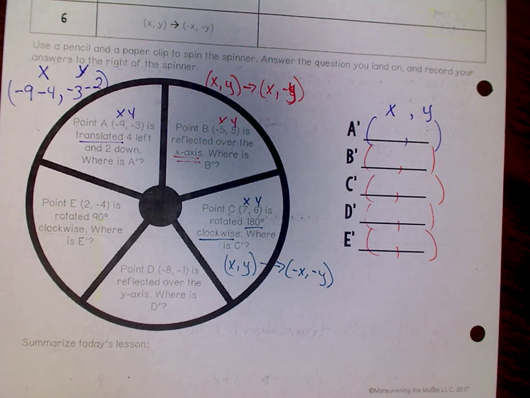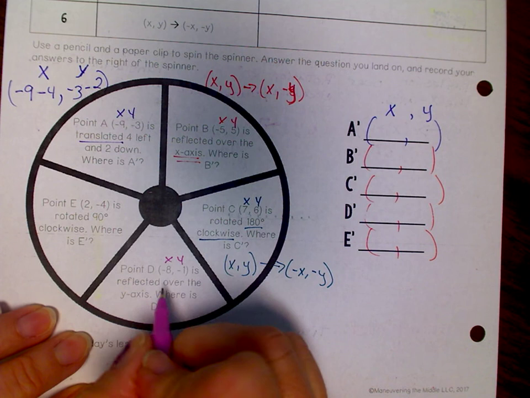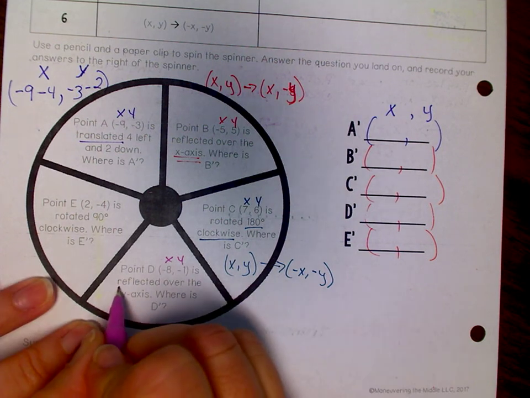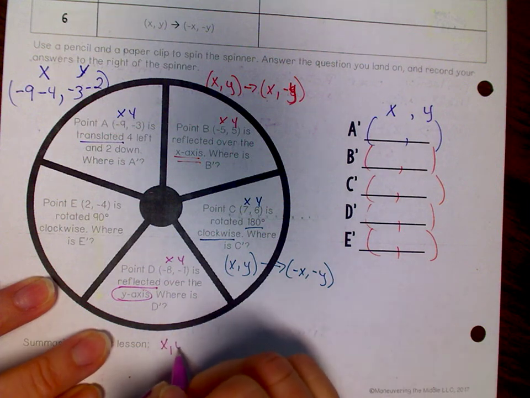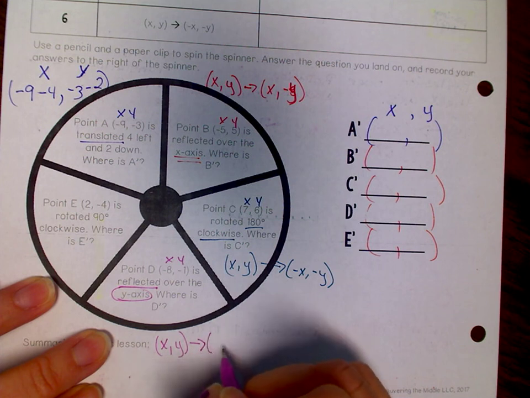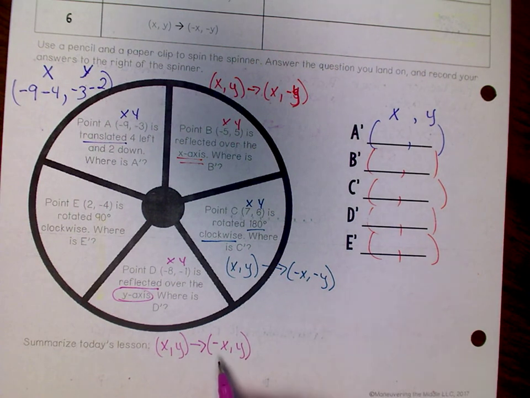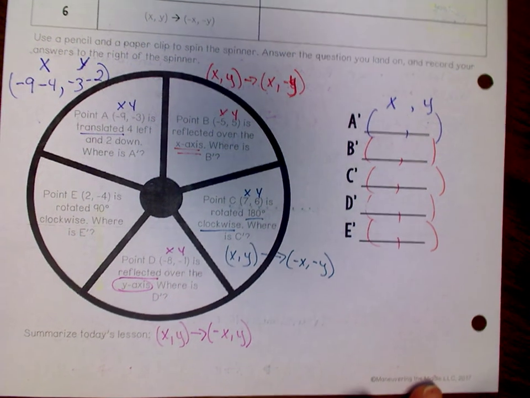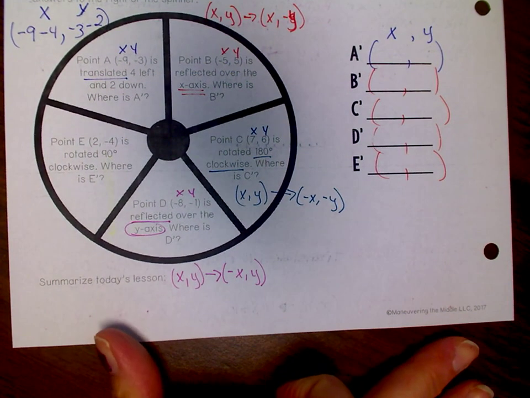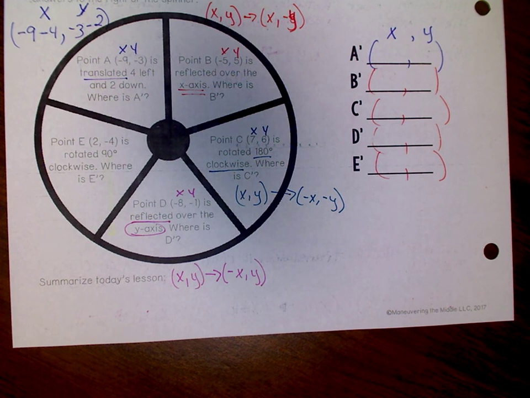Point D. You have your xy is negative 8, negative 1. It is reflected over the y-axis. Okay, so your xy becomes negative x, y. So it should be opposite of what your x is. So you would take the opposite of your x and leave your y the same. And that would be D prime.